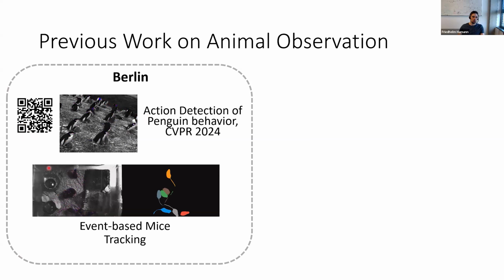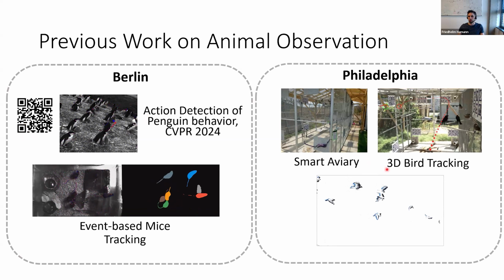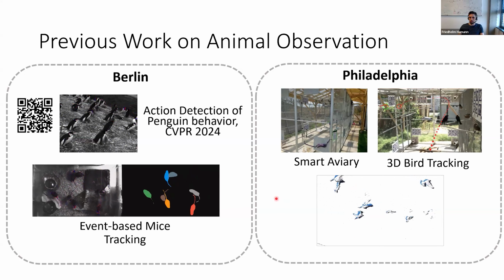On the other hand, in Philadelphia, Kostas's group built this amazing smart aviary where they can observe a flock of birds with in total 12 RGB cameras, which are fully synchronized and fully calibrated, and they worked on 3D bird tracking. The idea was now to extend this and to use event data, like you can see here at the bottom, a sample of the data.